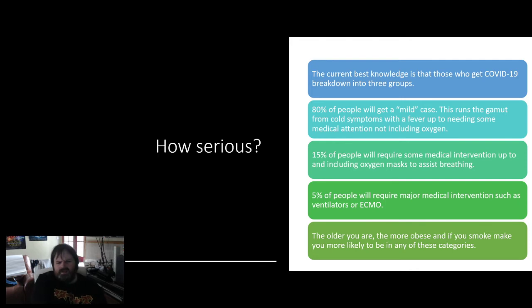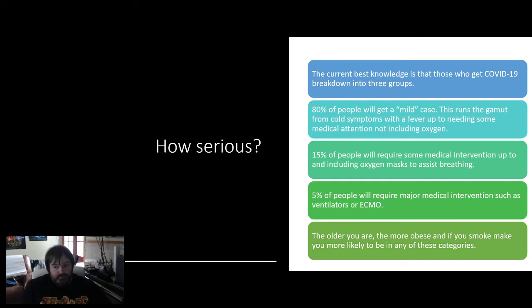Now, how serious is it? You'll hear a lot of people saying, oh, only old people get this. No. The current best knowledge is that those who get COVID-19 break down into 3 groups. Or after you've gotten it, there's 3 groups you fall into. 80% of people get what's called a mild case. Now, a mild case can mean you have a cold, or it feels like a cold. Fever, dry cough, feel a bit rotten for a few days, then you recover.